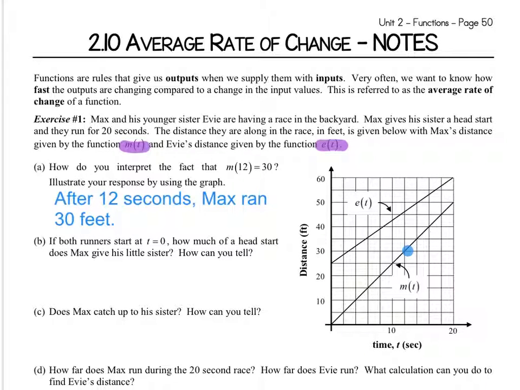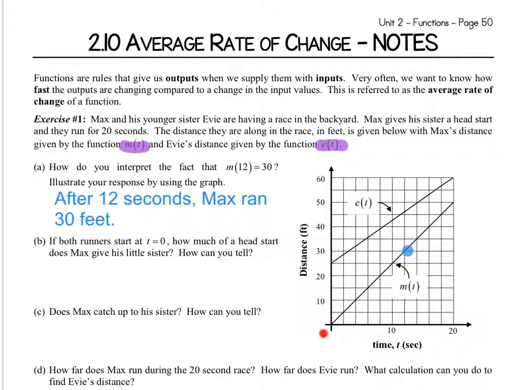Okay, so part B says if both runners start at t equals 0, that's the time is equal to 0. Well, that makes sense because we don't want to go into the negatives. We don't want to go back in time. So we're going to start at the initial value of the time being 0 seconds. We need to see how much of a head start that Max gives his little sister. And how can we tell? Well, we need to compare the 2 functions.